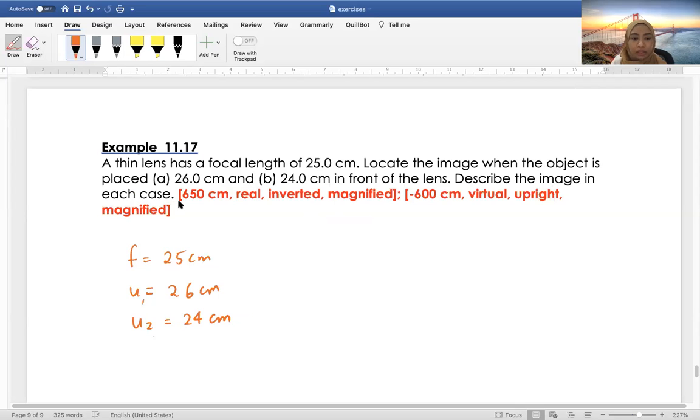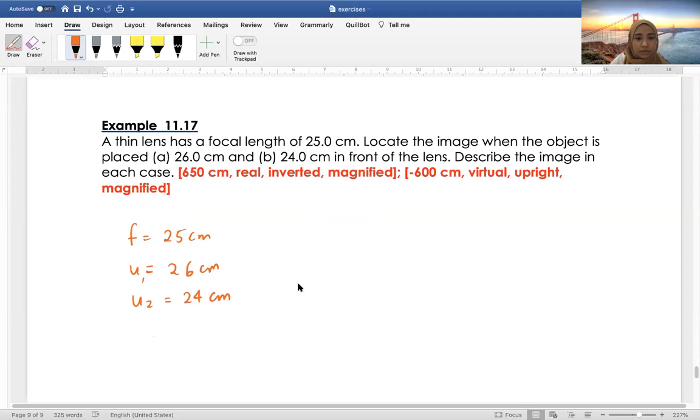Describe the image in each case. So we can draw it or we can be more accurate and use the equation. So let's use the equation. For the first one, 1 over f equals 1 over u plus 1 over v. So 1 over u, that is 26 centimeter, will give you an image of v equals 1 over 25 minus 1 over 26. That gives me 650, positive.